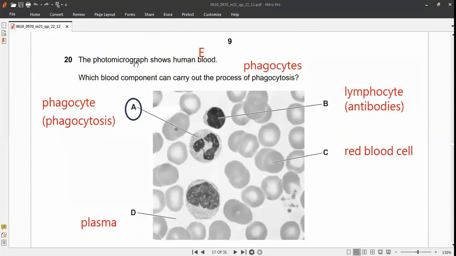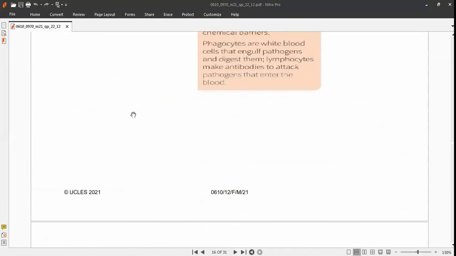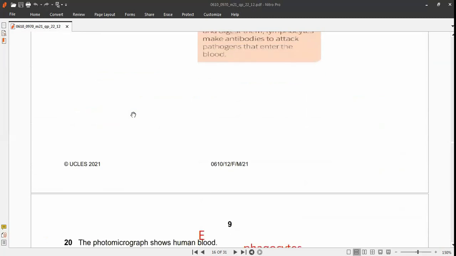The photomicrograph shows human blood. Which blood component can carry out the process of phagocytosis? Yeah, phagocytes. B, lymphocytes, produce antibodies. C, red blood cells. D, plasma. Yes, A, phagocytes, carry out the process of phagocytosis. We said here they engulf pathogens and digest them.